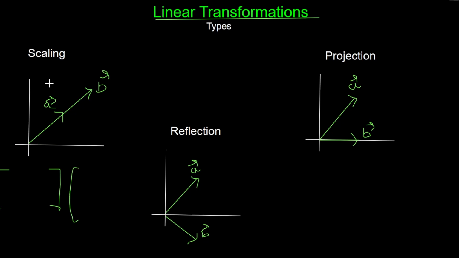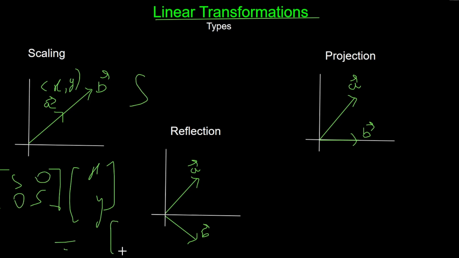So let's say this A vector is x and y. We have x and y multiplied by the transformation matrix. So here we do uniform transformation scaling. Let's scale it by a factor s. So we're multiplying by s. So what will we have? We will have the resultant vector as sx and sy.